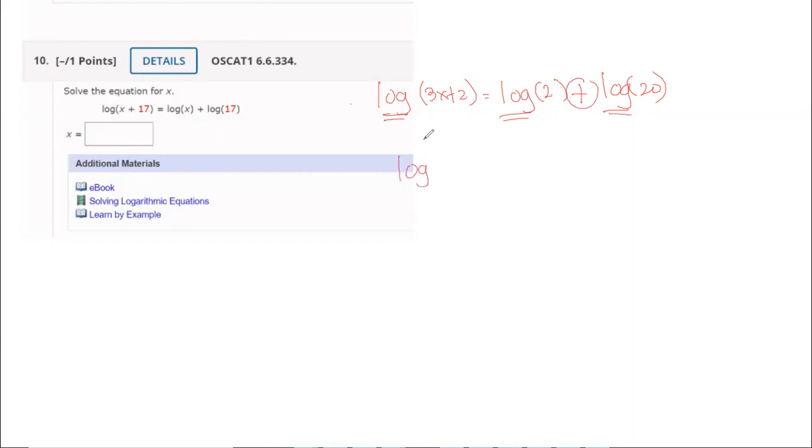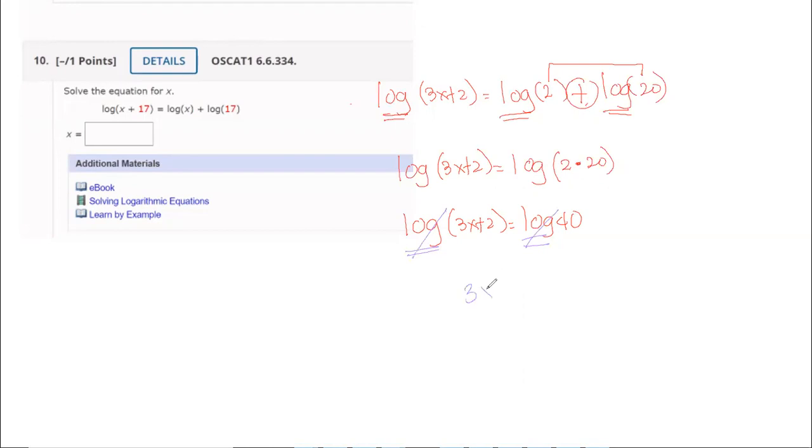So therefore, we can just rewrite this part: log (3x plus 2) equals log, and then you combine this 2 with an addition. That means you have to multiply them, 2 times 20. So now you have log (3x plus 2) equals log 40. Now they both have log here, so therefore you can just get rid of them. So now you can say that 3x plus 2 equals 40, and then you can just solve for the problem.